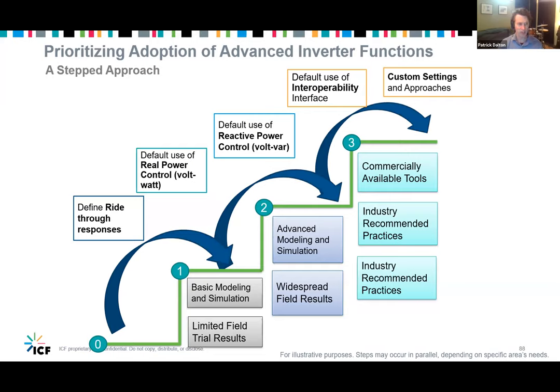And then adopting real and reactive power control functions could be considered around the same time. Maybe those are looked at in concert, like we talked about with that stacking. And then interoperability and communications is potentially a later type of issue to address.